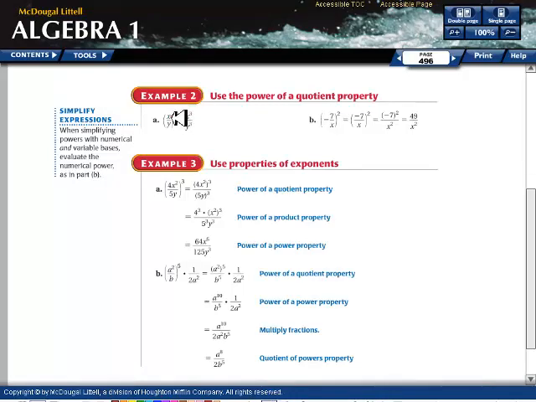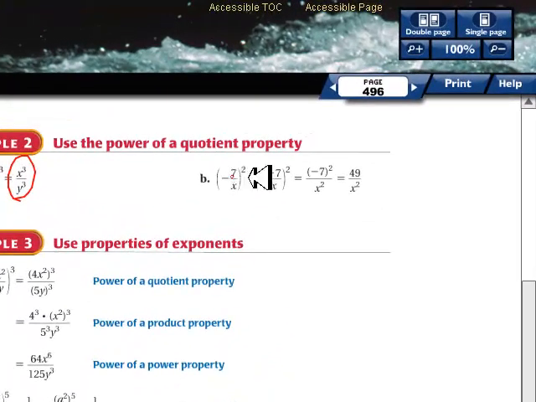Everything here is being cubed. So x is being cubed, y is being cubed. That leaves me that as my answer. B, negative 7 over x, the whole thing is cubed. So that's negative 7. I would just take the negative and just put it right with the numerator.